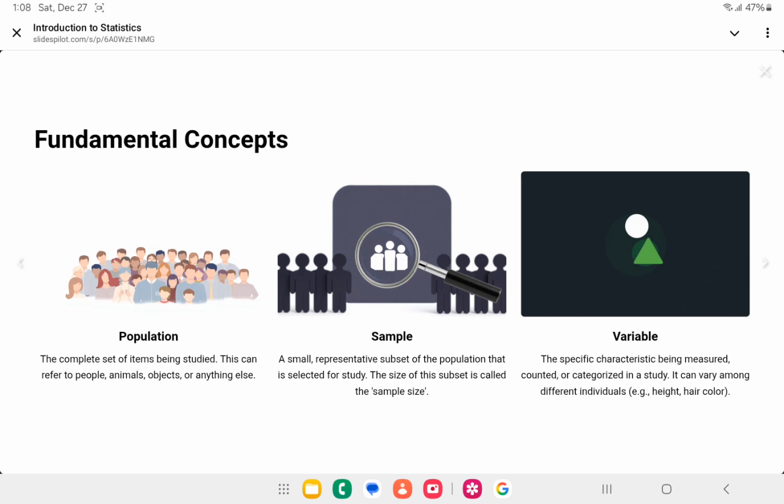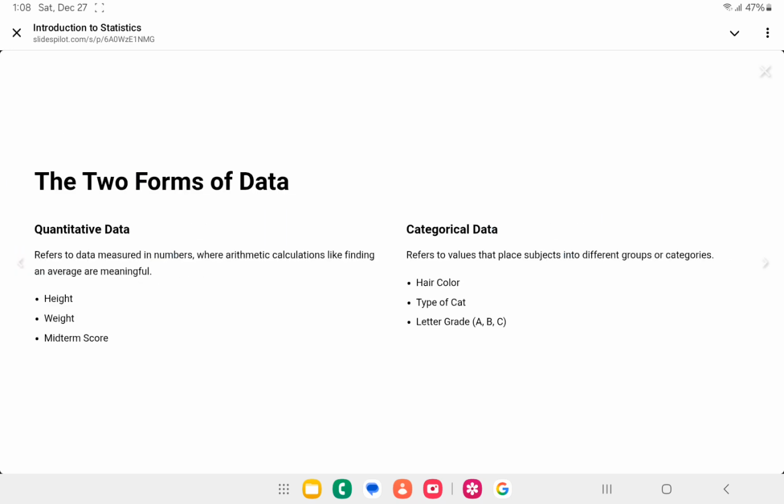When we measure a variable, our data can come into two different forms. There is categorical data and there is quantitative data. Quantitative data refers to data that is measured in numbers. It deals with numbers that make sense to perform arithmetic calculations with, like calculating an average. Quantitative data comes from quantitative variables. Examples include height, weight, and midterm score. On the other hand, categorical data refers to values that place things into different groups or categories. Categorical data comes from categorical variables. Examples include hair color, type of cat, and letter grade.